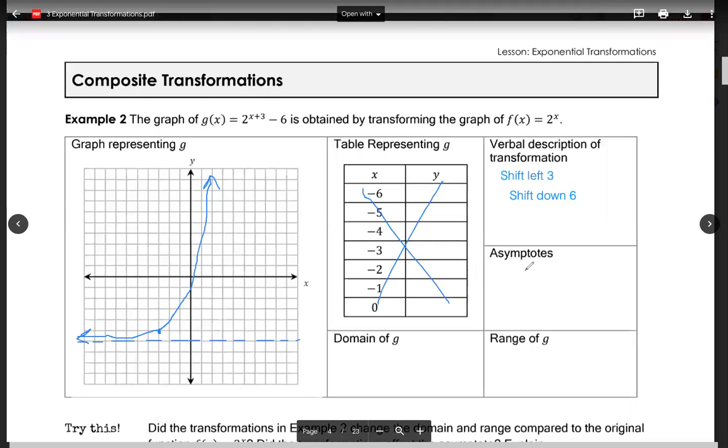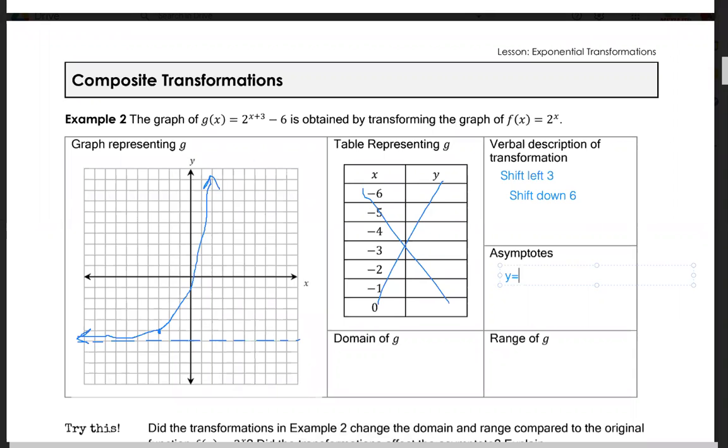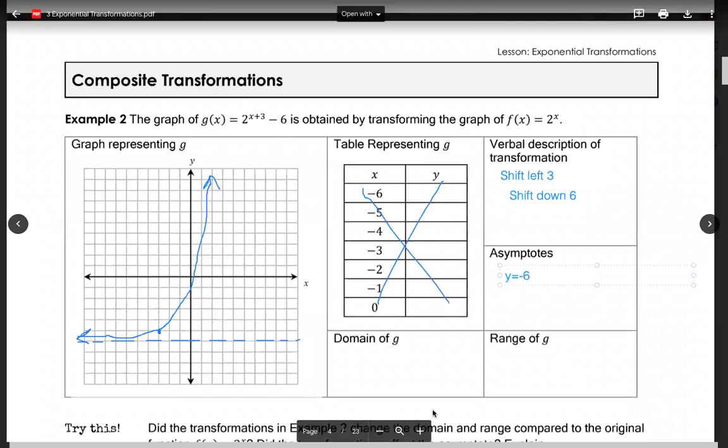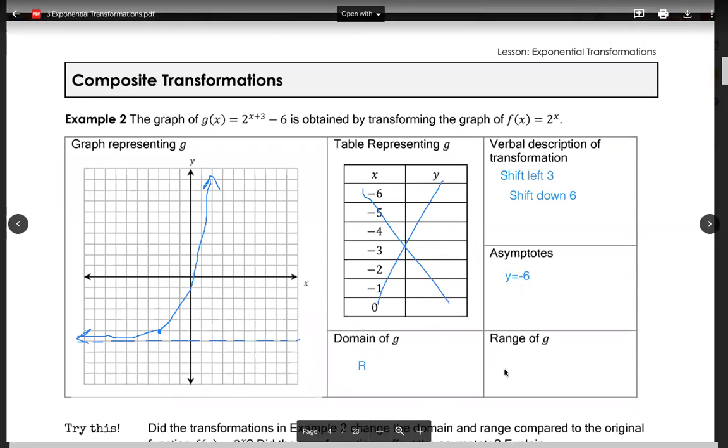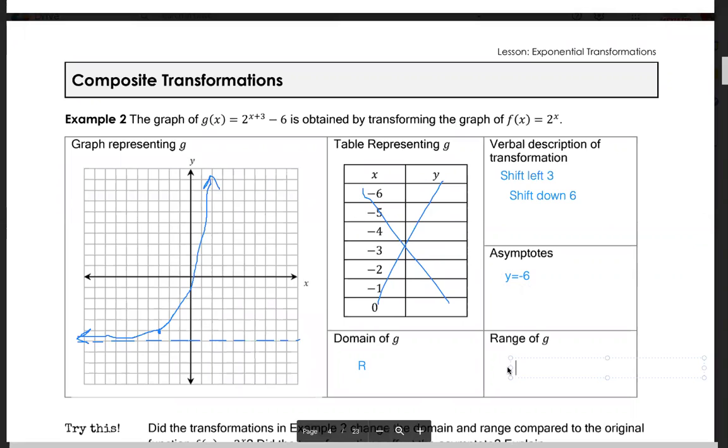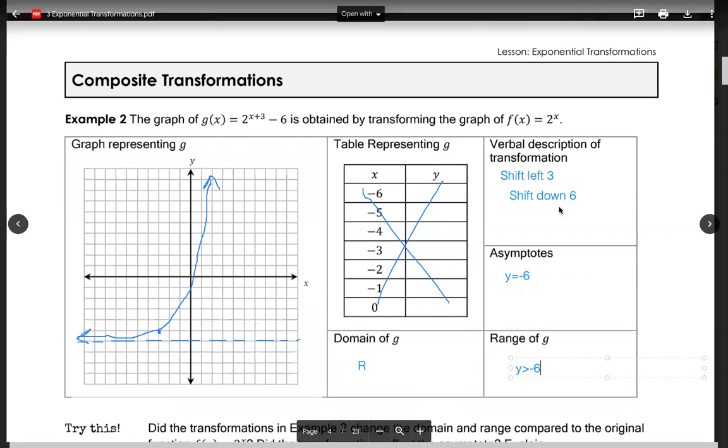Okay. Now, the asymptote earlier was y equals 0. So if it goes down 6, now my asymptote, and I'll put it in text, is going to be y equals -6. It's basically just following along. Okay. Domain is still going to be R. That's never going to change. Now, range, a while ago, our range was y greater than 0. So again, we moved down 6. So now it's just y is greater than -6. So whatever your shift down is going to be, that's what's going to change your asymptote and your range. If there's not one, it stays 0. So that's not too difficult to understand.